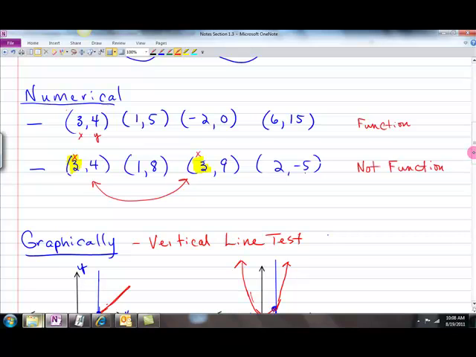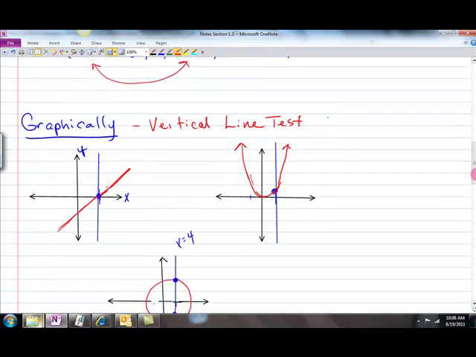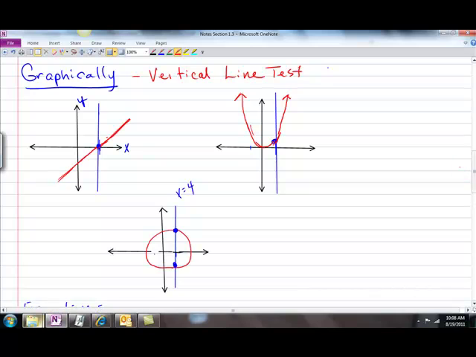Okay, so we've looked at it with maps and numerically. Let's look at it graphically. The red are our functions or not functions, whatever. They're a sketch of a graph. So we've got this one, and this one. For graphically, we want to draw a vertical line. And the blue line here, I've drawn a vertical line through the graph.